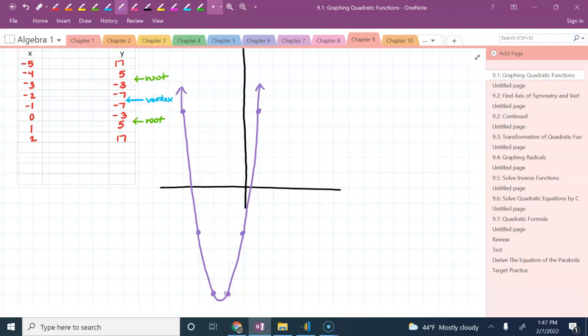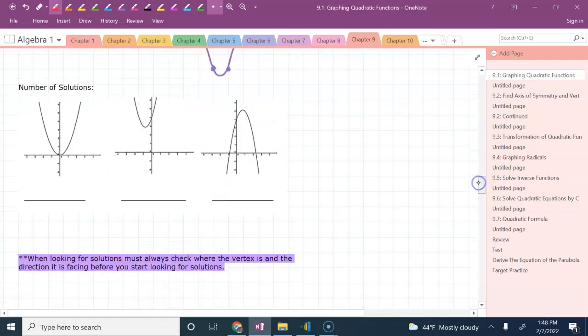But I don't really need you to find the exact vertex right now. I just want you to get used to how these graphs look, what the general shape is of them, so that you have an idea of what the graphs should look like as we move into learning more about how to find the solutions and the exact vertex and those kind of things.